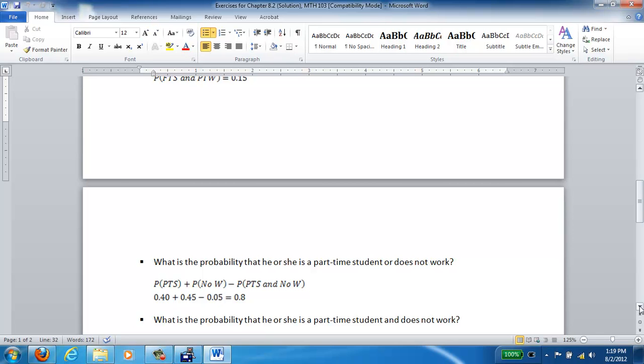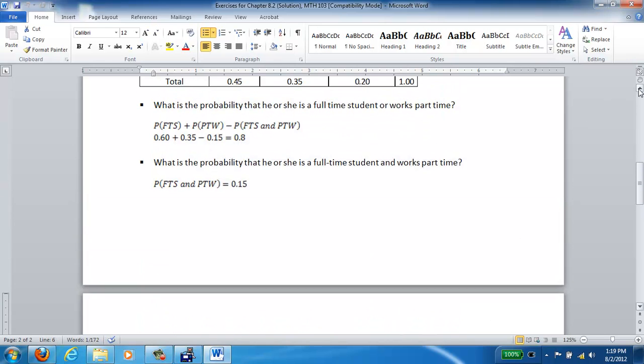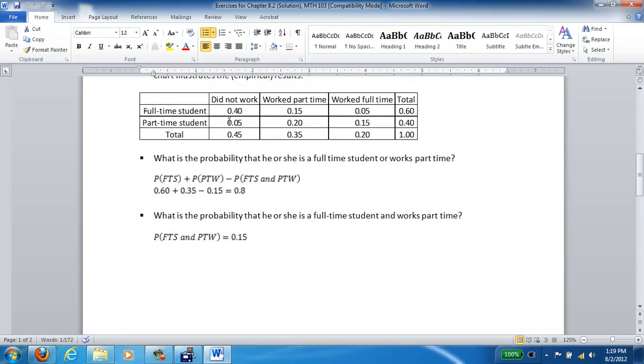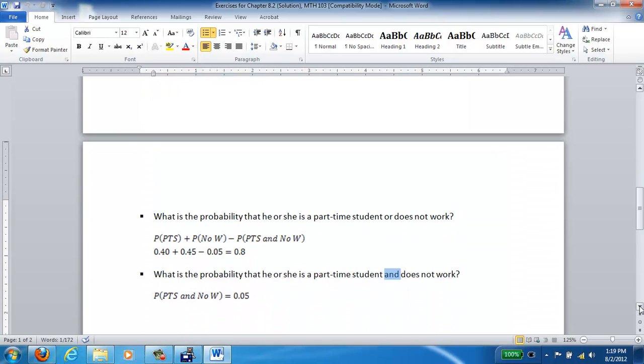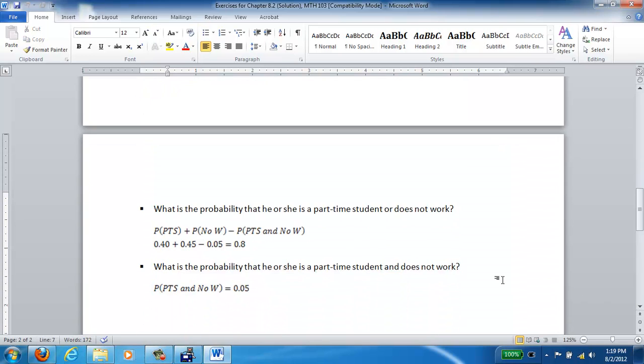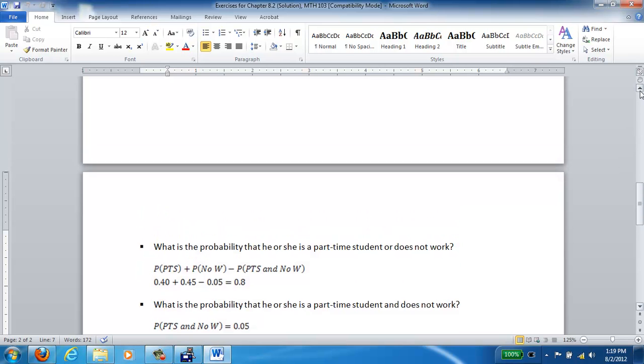And again, what is the probability that he or she is a part-time student and does not work? And in this case, we have to check the point of intersection. Let me go back to the table, which is going to be here, 0.05. Two characteristics, you check inside the table. One characteristic, you check the total.